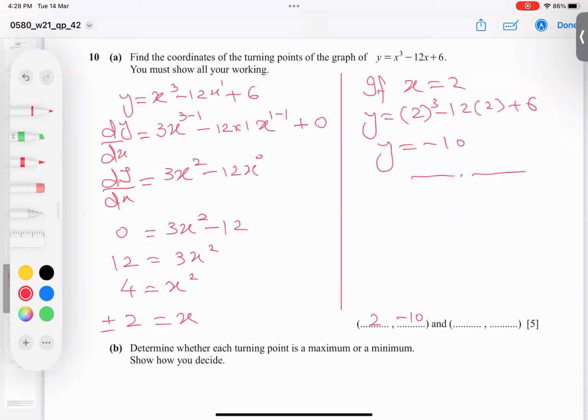Second answer, I first plugged in plus 2, now I plug in minus 2, because I'm looking for the y coordinates. So this value I plug into the actual equation. So when I put it in the actual equation, let's see what happens and what I get.